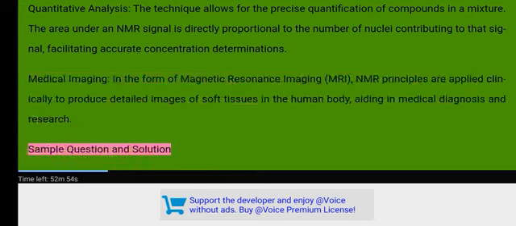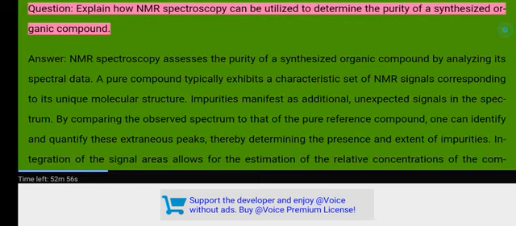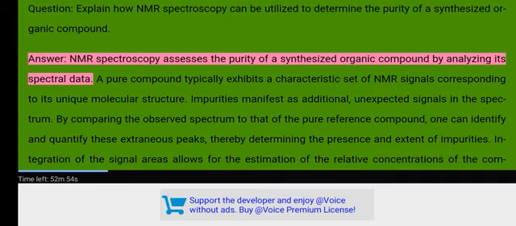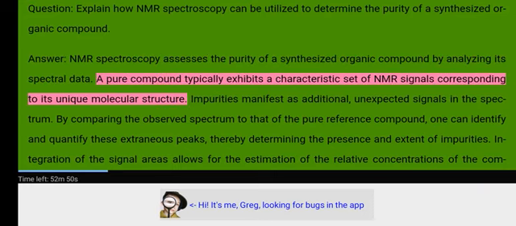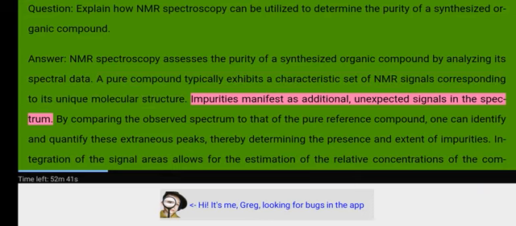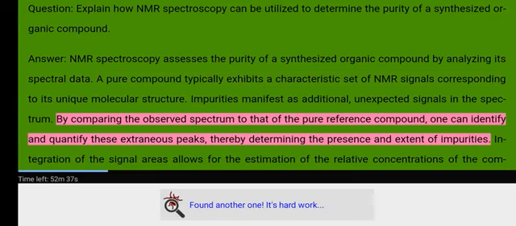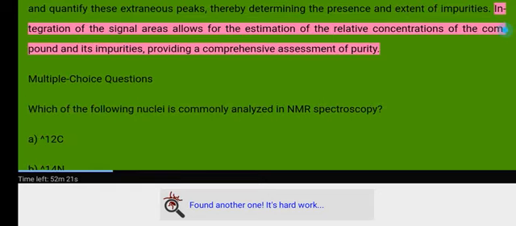Sample question and solution. Question: Explain how NMR spectroscopy can be utilized to determine the purity of a synthesized organic compound. Answer: NMR spectroscopy assesses the purity of a synthesized organic compound by analyzing its spectral data. A pure compound typically exhibits a characteristic set of NMR signals corresponding to its unique molecular structure. Impurities manifest as additional, unexpected signals in the spectrum. By comparing the observed spectrum to that of the pure reference compound, one can identify and quantify these extraneous peaks, thereby determining the presence and extent of impurities. Integration of the signal areas allows for the estimation of the relative concentrations of the compound and its impurities, providing a comprehensive assessment of purity.